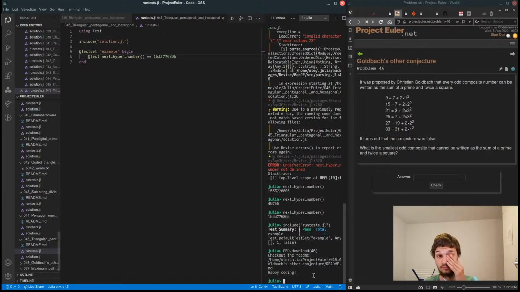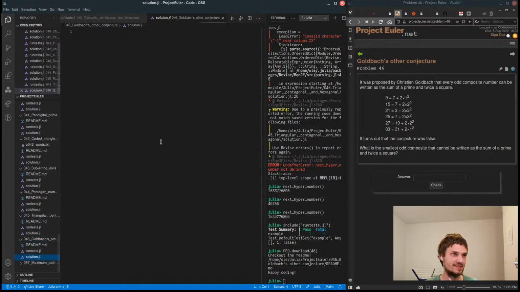46. Besides that, I will just run through them as fast as I can today, if you don't mind. Okay, it was proposed by Christian Goldbach, German pronunciation here, that every odd composite number can be written as the sum of a prime and twice a square. What is the smallest odd composite? Composite numbers is just numbers that are not prime, right? What is the composite number?